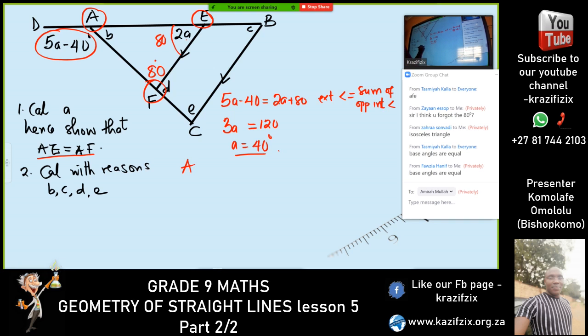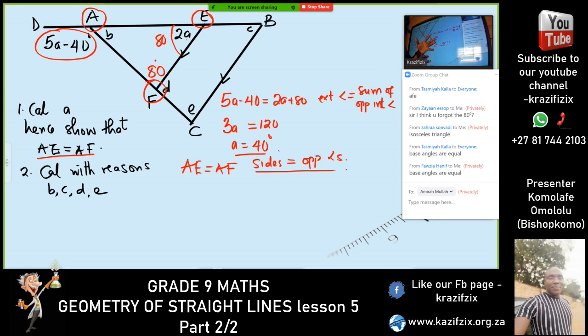Okay. So AE is equal to what? AF. Sides opposite equal angles. If the opposite angles are equal, it means the opposite sides are also equal. That's the appropriate reason there.